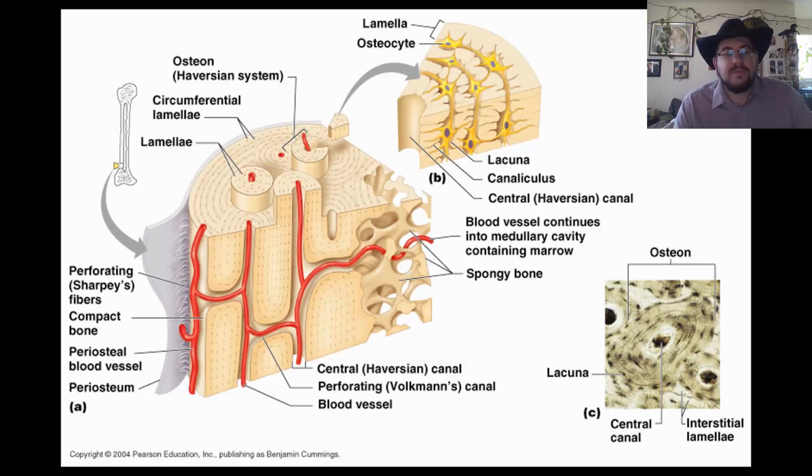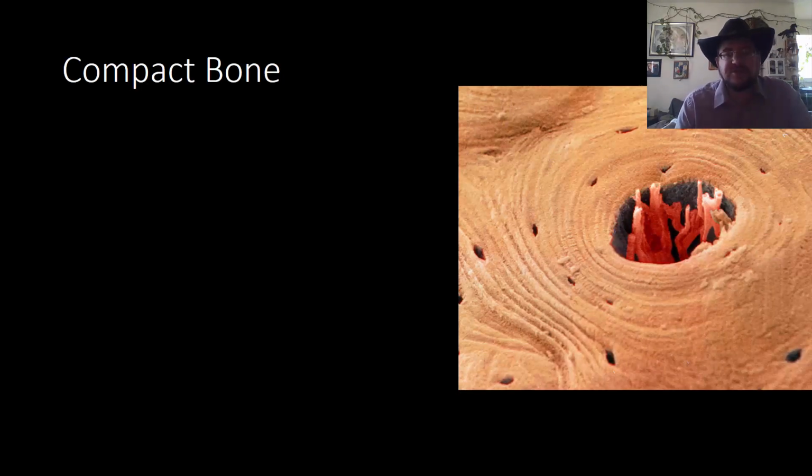And we remember that compact bone is made up of densely packed little tree ring structures. So if we look at one of these little tree ring structures, we see blood vessels running up the center. You also see nerves, and here we can also see the little pits where we find our osteocytes.